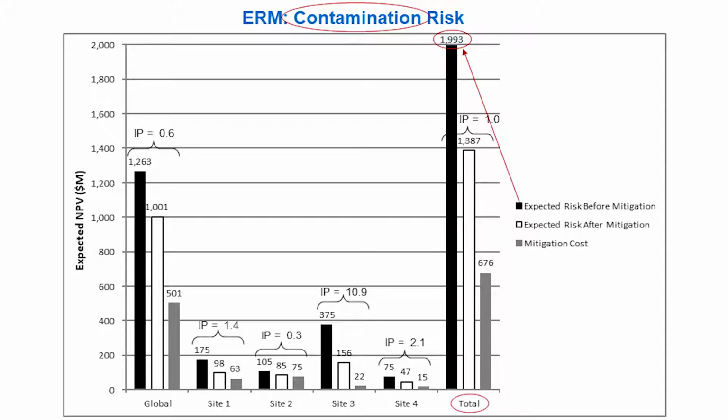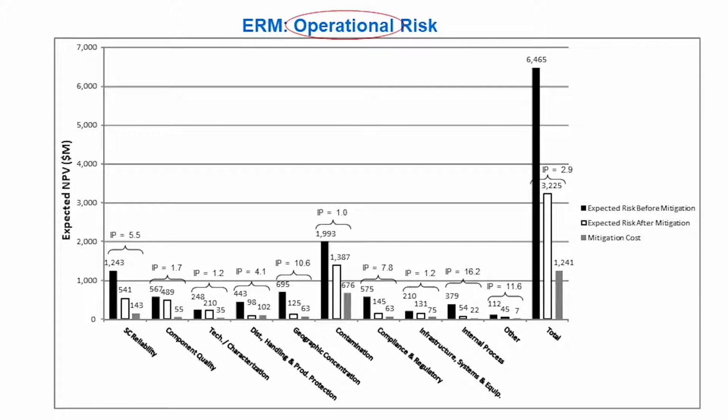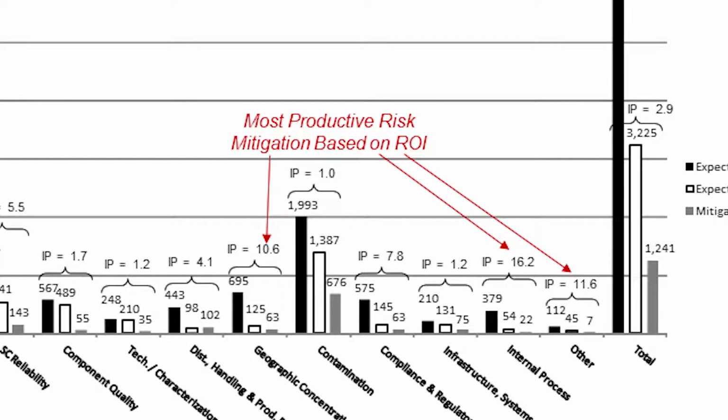If we move up one level in the framework from contamination risk to operational risk, we can now compare contamination risk against the other sources of operational risk. And in this case, we see contamination risk that we just summarized right about the center of this graph. The most productive spends for risk mitigation we see are in geographic concentration, internal process, and other. Those are the areas that have the highest investment productivity scores.